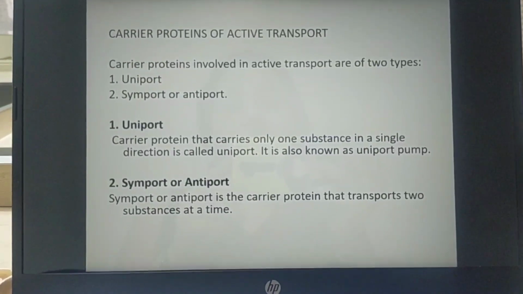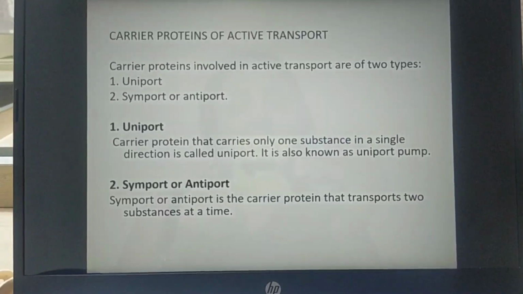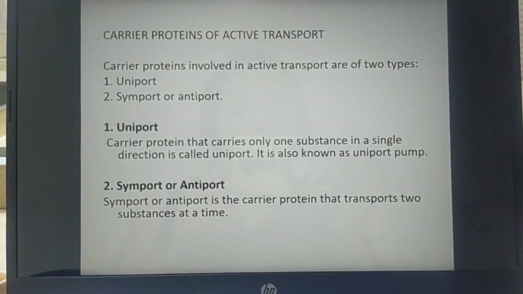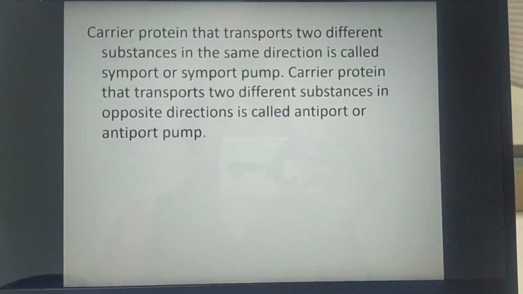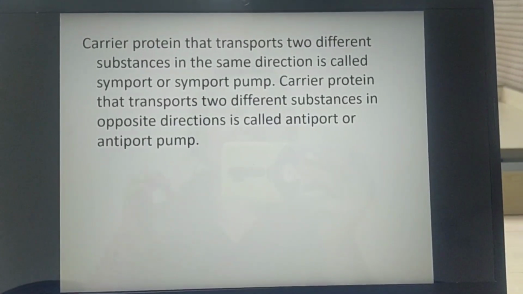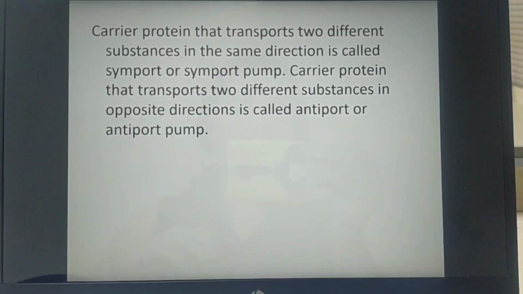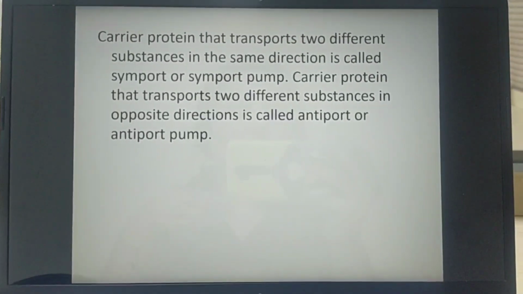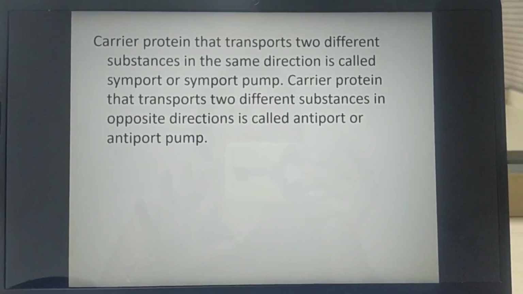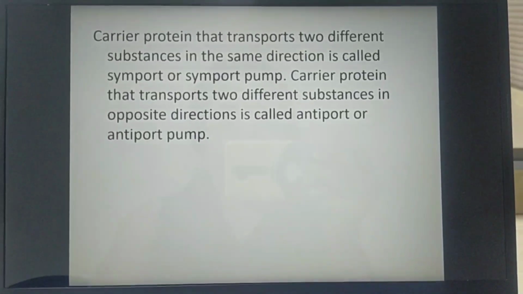And second is symport or antiport. Symport or antiport is a carrier protein that transports two substances at a time. A carrier protein that transports two different substances in the same direction is called a symport or symport pump. A carrier protein that transports two different substances in opposite directions is called an antiport or antiport pump.